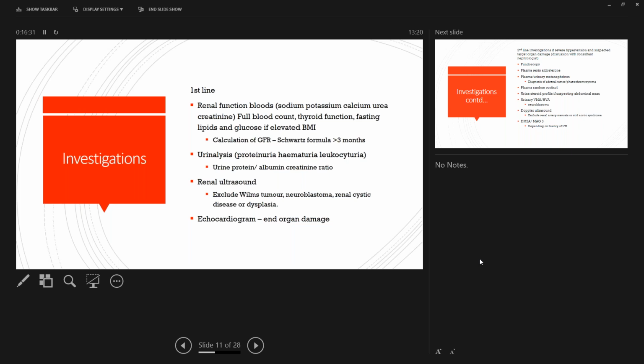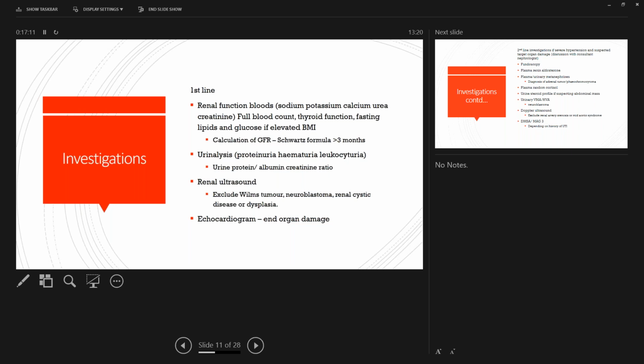So, first line investigations. We've done our measurements, we've worked out that our blood pressure is over the 95th centile, and we've done continuous measurements, automated and oscillometric, to confirm it. We've thought about our clinical examination, which I'll also come back to. What investigations are you going to do as a first line? Renal function bloods, inclusive of sodium, potassium, calcium, urea and creatinine, a full blood count, thyroid function, fasting lipids, and glucose if they have an elevated BMI. And then you want to calculate their GFR.